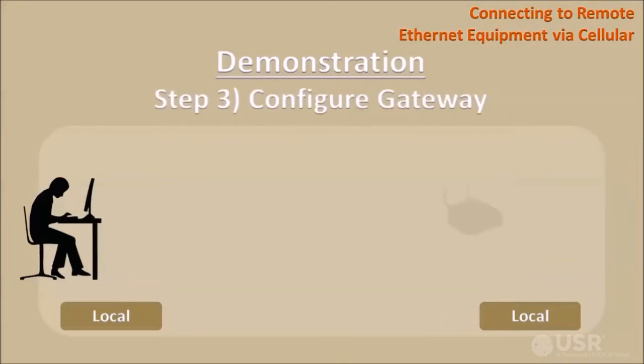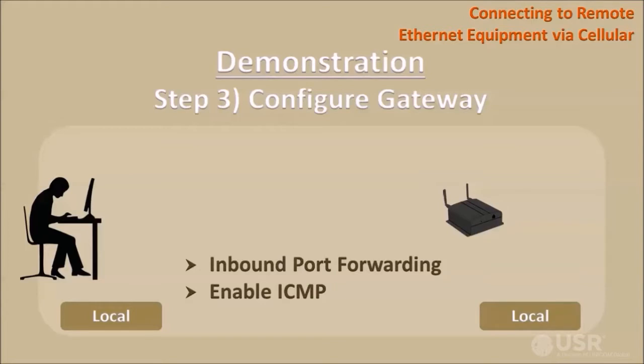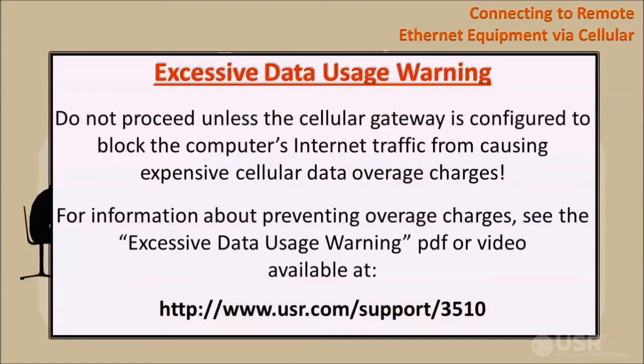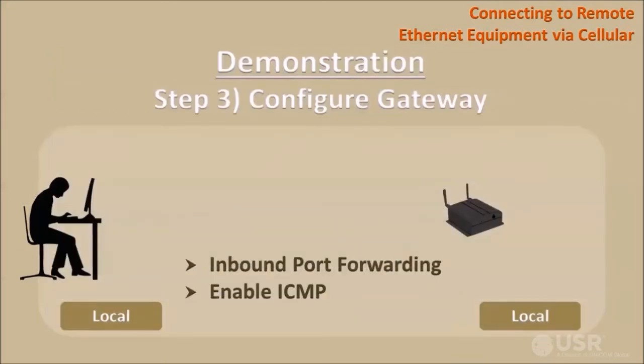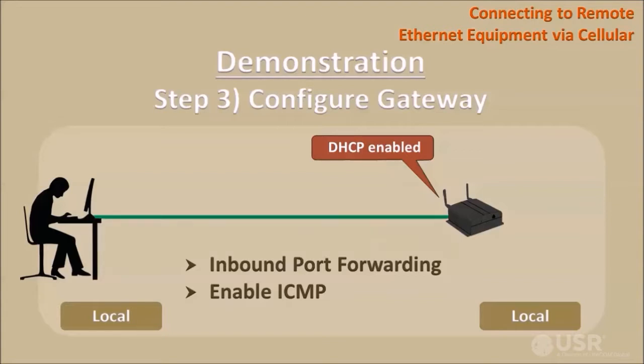Next, I'll configure the cellular gateway for inbound port forwarding and ICMP. Before proceeding, be sure that the cellular gateway has been configured to prevent unintended excessive data usage. Details about excessive data usage can be found at this USR web page. The cellular gateway's DHCP server is enabled, and since Windows uses DHCP by default, I can just connect a short Ethernet cable from my terminal to the gateway and switch to my web browser.